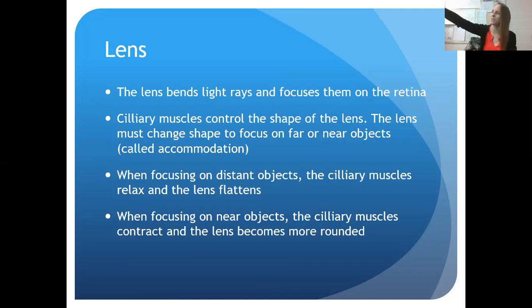So when you're trying to focus on things that are really far away, the ciliary muscles are going to relax, the lens kind of flattens out. When you're trying to focus on things that are closer to you, like when you're reading, then the ciliary muscles contract and it makes the lens more rounded.